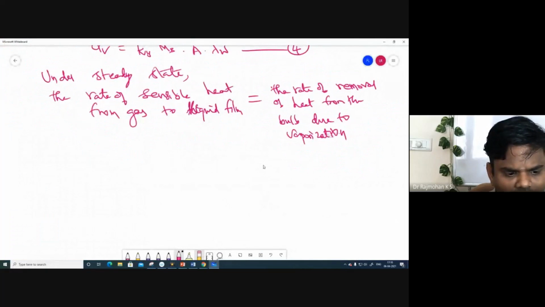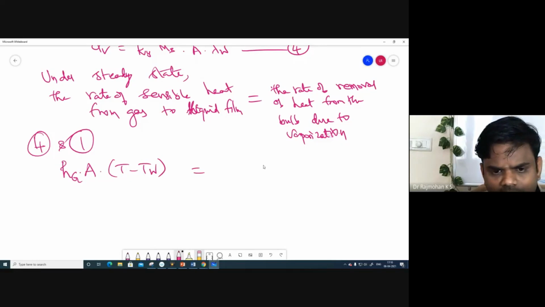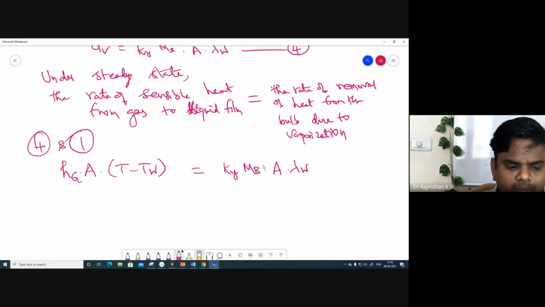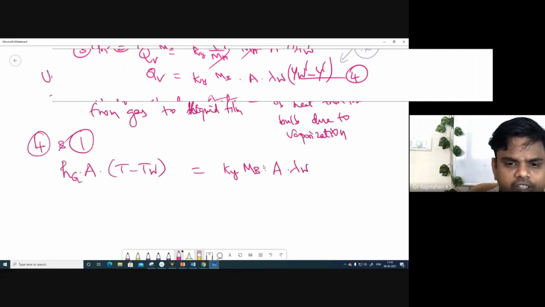So now if we equate these two, this one we have written as equation number 4. So by equating 4 and 1, from equation 1 we have Hg into area of heat transfer into T minus Tw is equal to, right hand side, Ky into molecular weight of air into area of mass transfer into lambda W. Remember, we assume that under steady state the heat transfer area is equal to the mass transfer area.